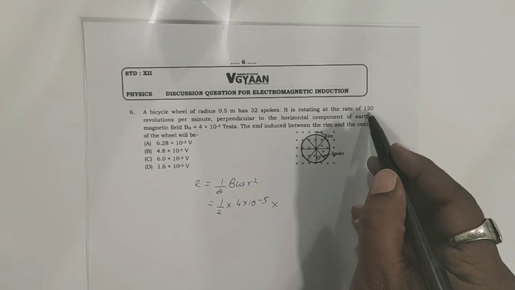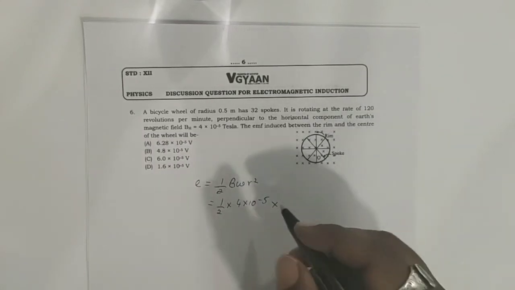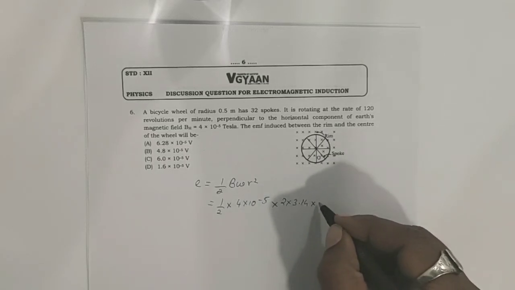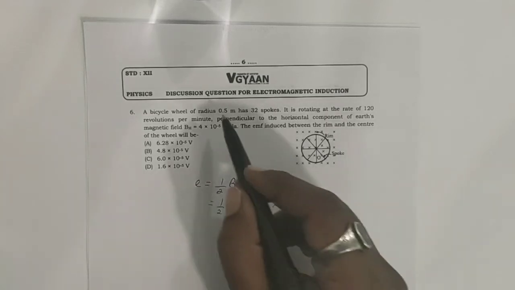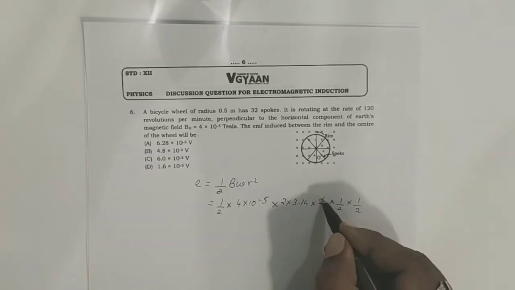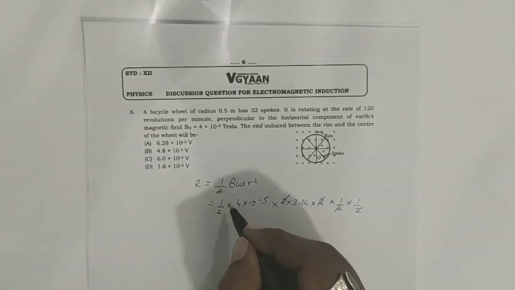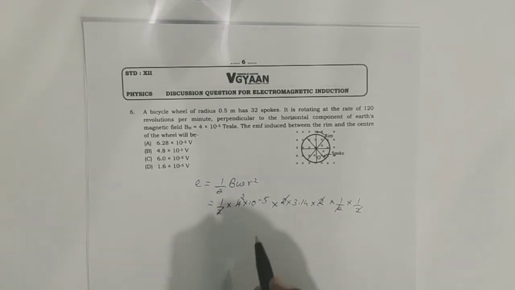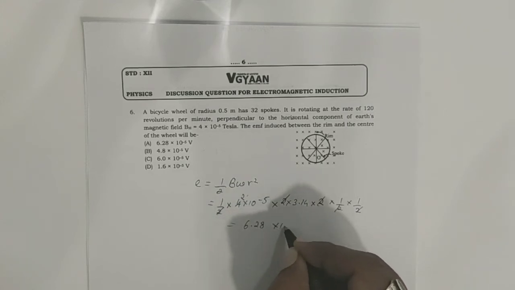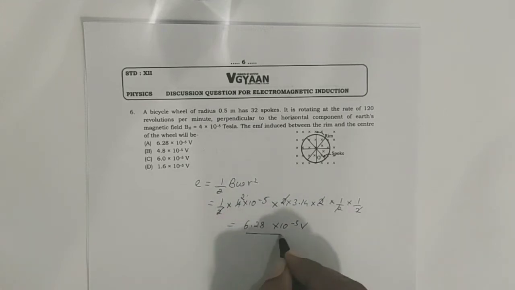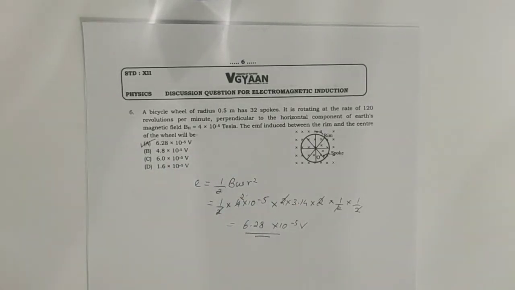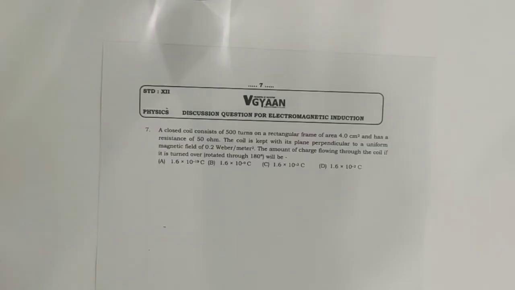Over here this is 120 rpm, that comes to 2 rps. So this will be 2 into 3.14 into 2 rps into r square. Radius is half a meter. I'll write 0.5 as half. So this gets cancelled out. 4 gets cancelled out as 2. 2 into 3.14 comes out to be 6.28 into 10 raised to minus 5 volt, which is the very easy answer to this very easy question. So for question number 6, option A is the correct one.